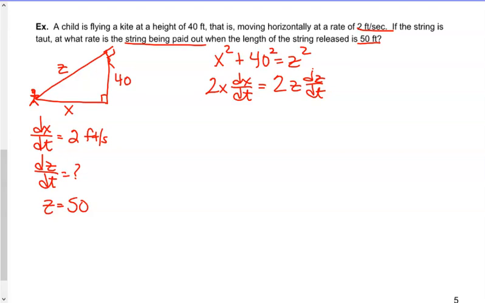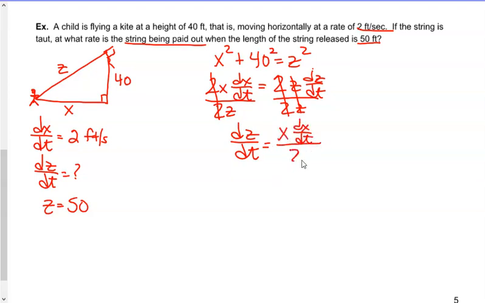And so now, what are we looking for? We're looking for dz over dt. So I need to get this by itself. I'm going to divide by 2z and divide by 2z. Now that's kind of nice because these go away. Also, those 2's go away. So I'm going to rewrite what dz over dt is equal to. It's equal to x times dx over dt all over the z value.